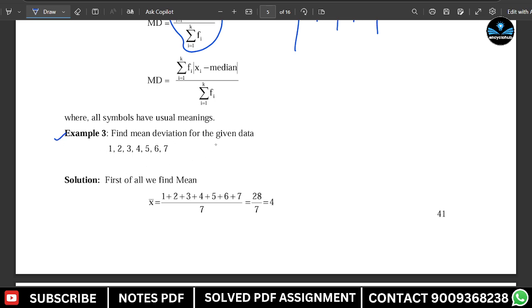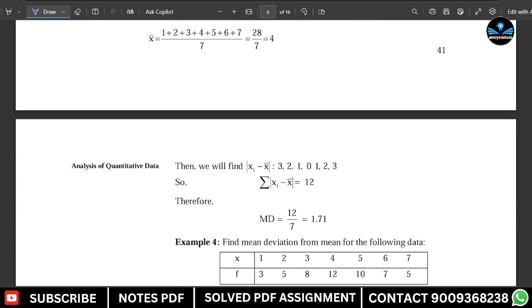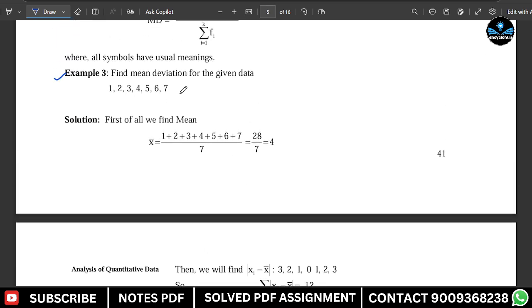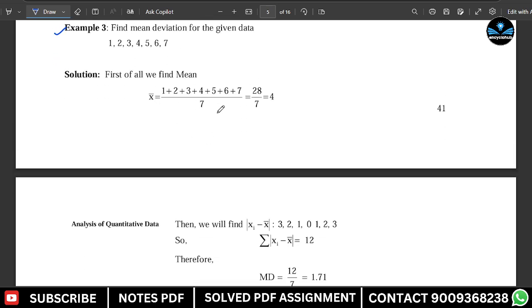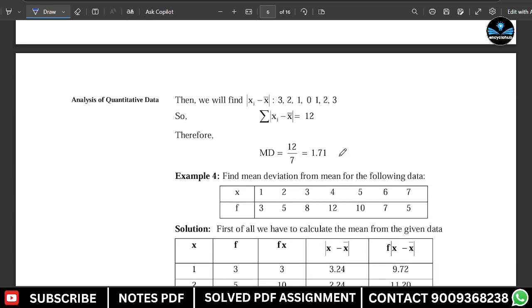Example 3, in which the data is 1 2 3 4 5 6 7. And for this mean deviation, we have values. We first find the mean, then the absolute values, then the mean deviation. So this is the mean deviation for the given example.